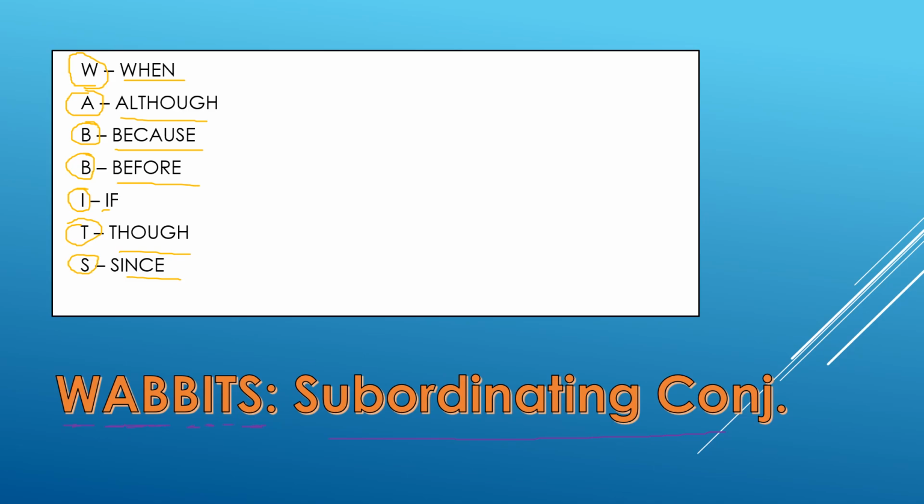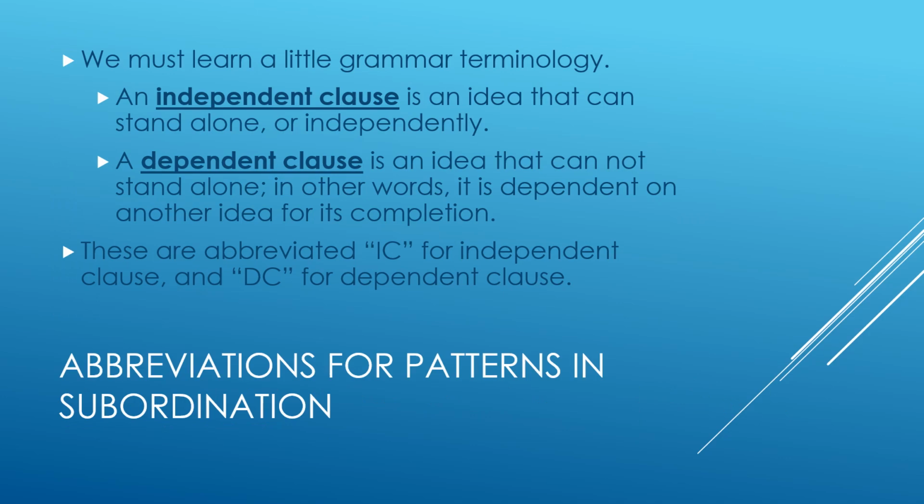So this is a little menu of subordinators. So when you're trying to think about how can I make one thought dependent on another thought, create a complex sentence, you have your Wabbits menu hopefully memorized. So I use these abbreviations IC and DC. So here are some definitions, just a little bit of grammar terminology.